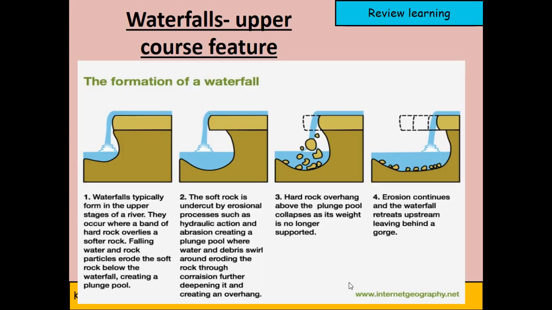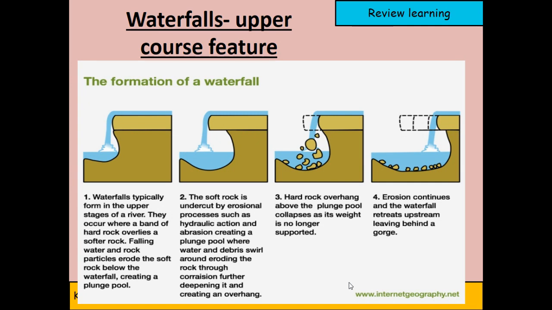So we're going to start with waterfalls today. Waterfalls are a tricky one because a lot of you understand how they're formed, i.e. the hard rock on top of the soft rock, and then it gets eroded, but you never talk about the erosion itself. This is where you're losing marks in exam questions, because it's asking you to describe the processes that form the feature. So you need to talk about the erosional processes.